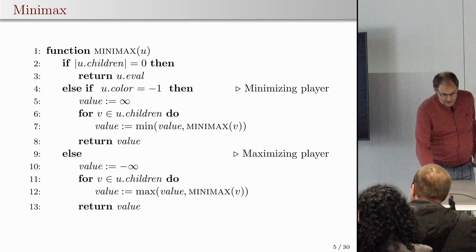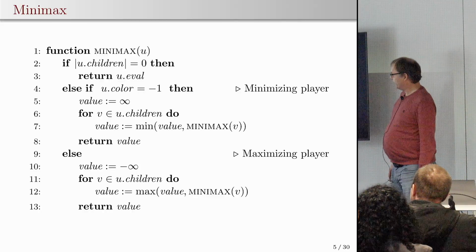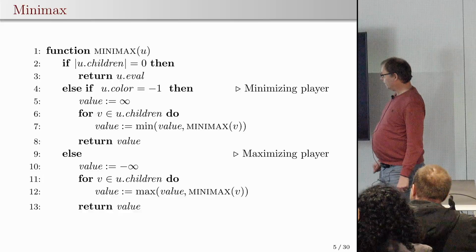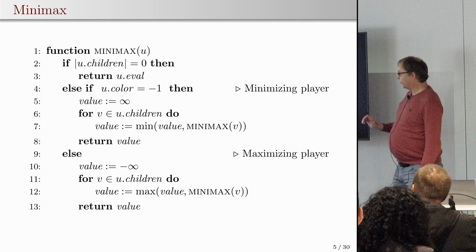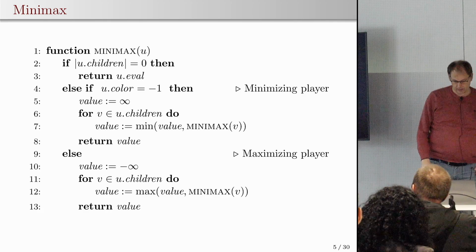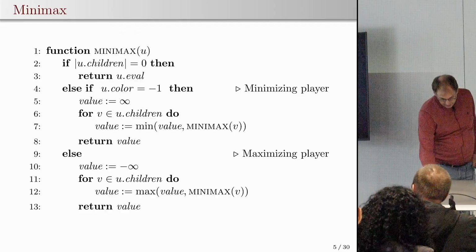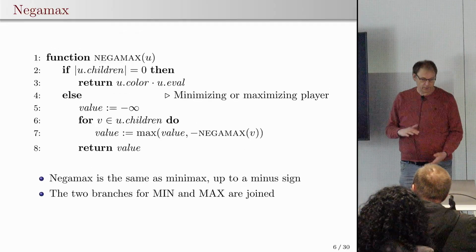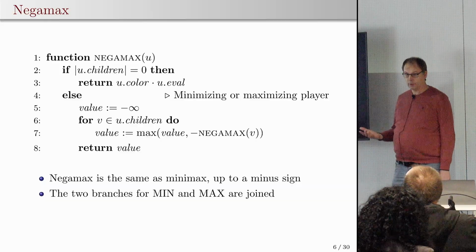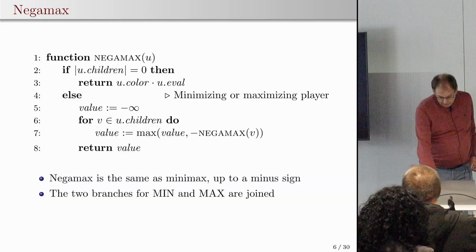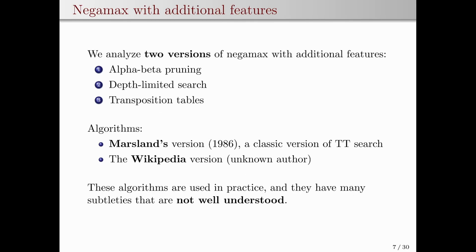A well-known classic algorithm to compute that value is a recursive algorithm called Minimax. It goes top-down through the tree, evaluates the children, and then recursively computes the result. Negamax is just a shortened version of Minimax, and that one is used a lot in practice. That's the one we will focus on, and we will add 3 practical features to make it more interesting: alpha-beta pruning, depth-limited search, and the usage of transposition tables.